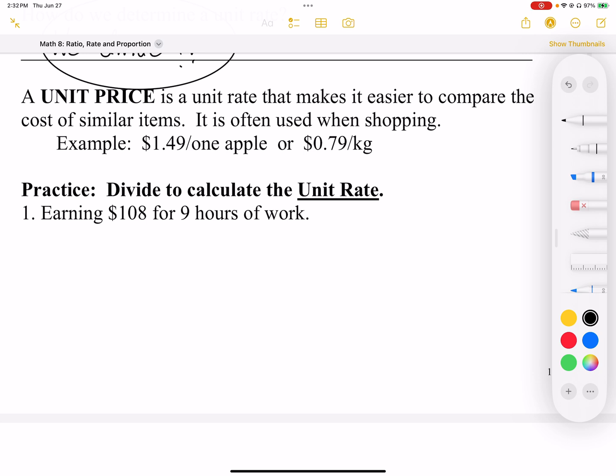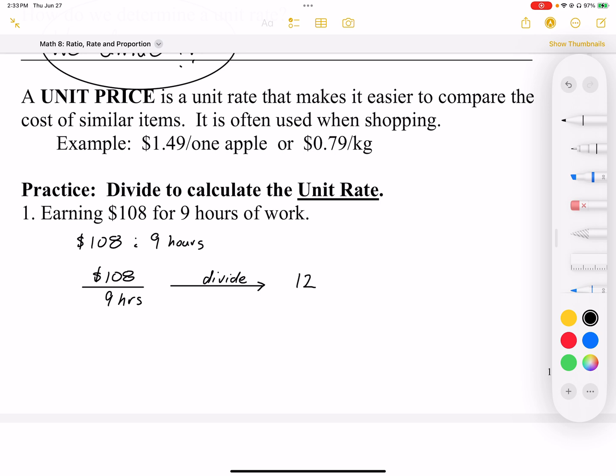So take out a calculator and we have $108 for 9 hours of work. So we're going to write this as a ratio, $108 for 9 hours of work. We can write this as a fraction, $108 for 9 hours of work. And to convert this into a unit rate, we divide those two numbers. Okay, so when we divide, we get 12.